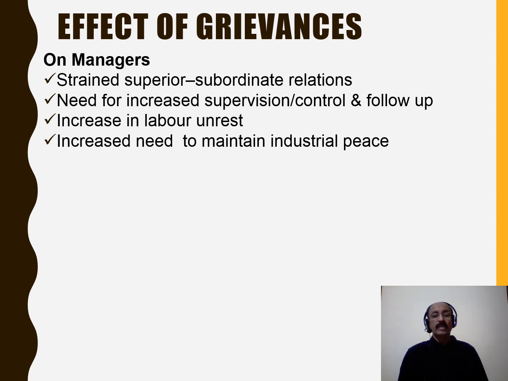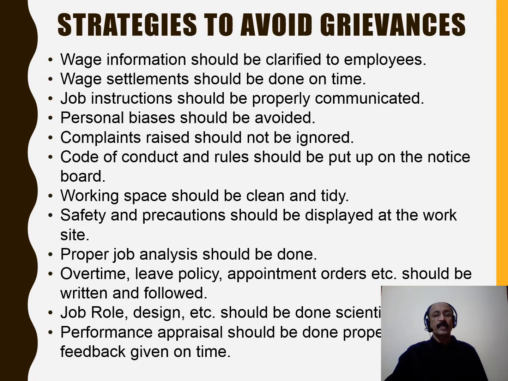If not controlled, it can spread across the organization, leading to labor unrest, and labor unrest can lead to problems in industrial peace also. So again, the entire organization gets affected. It may start from one employee, and it may affect everyone. So these are the three ways in which grievances can affect an organization. Now let us look at the strategies to avoid grievances, because I believe that grievances should be avoided, as prevention is better than cure. So what are the ways in which you can avoid grievances?